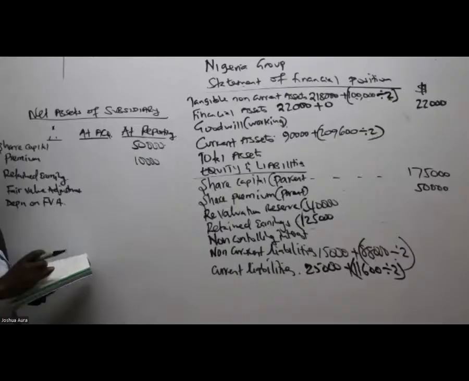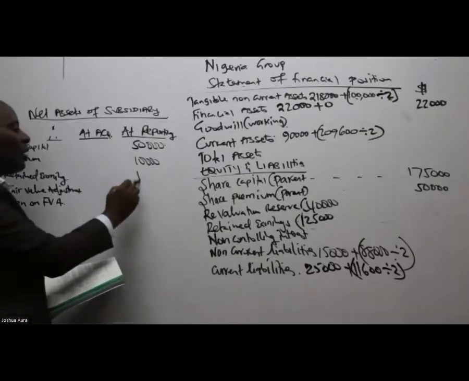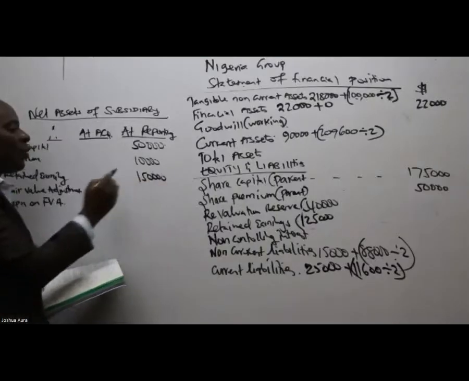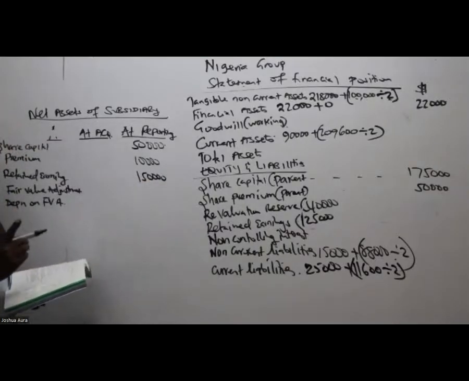I can see retained earnings. Retained earnings, what do we have, ladies and gentlemen? We have 150,000. Retained earnings at the end.